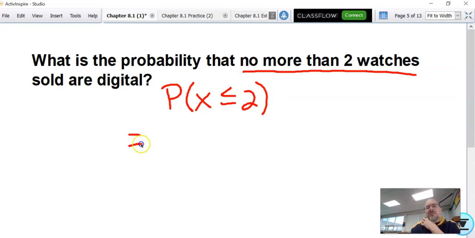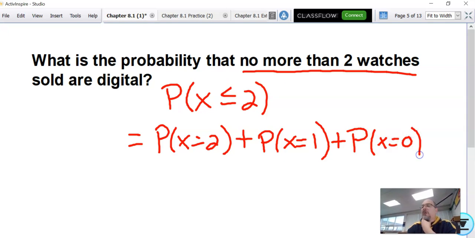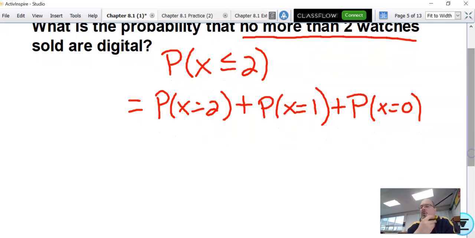Well, that means it might be 2 watches that are digital, or it might be 1 watch that is digital, or none of the watches were digital. Wow, okay, well, what is this going to look like when we set it up? Well, here we go.